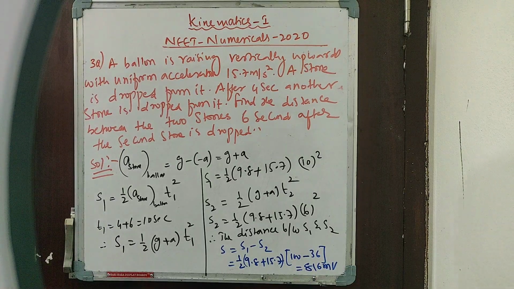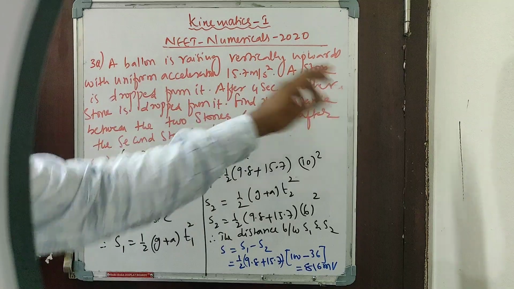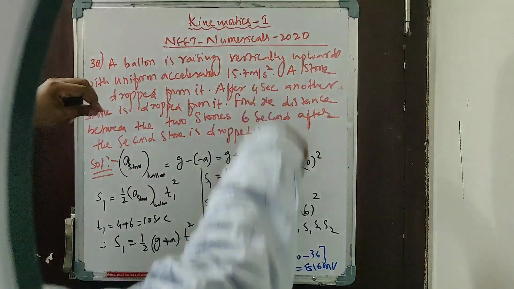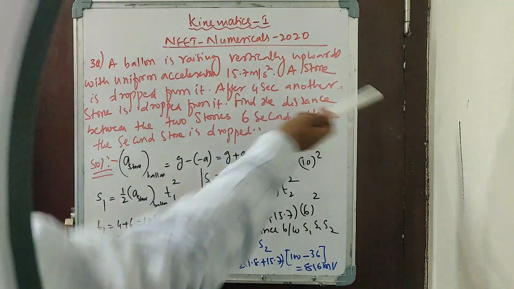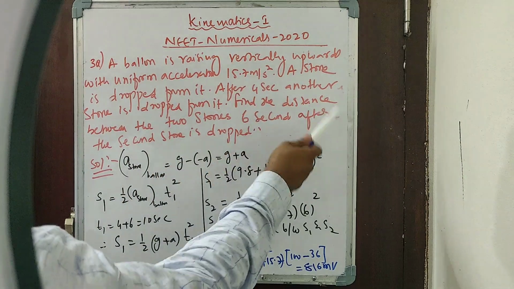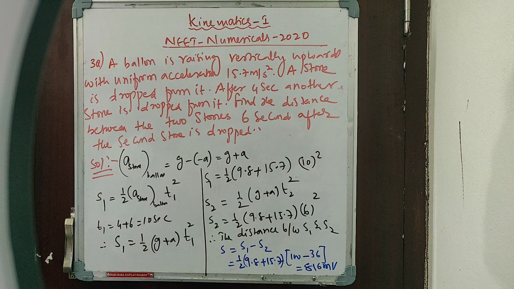Is it clear for everyone? So the given condition is clear. The balloon is rising vertically upwards with a uniform acceleration of 15.7. The stone is dropped from it, so it is in the downward direction. Both of them are in the opposite direction. After 4 seconds, another stone is dropped from it. Find the distance between the two stones 6 seconds after the second stone is dropped.